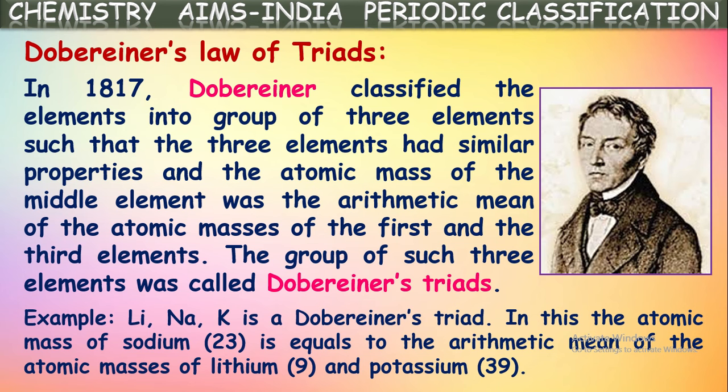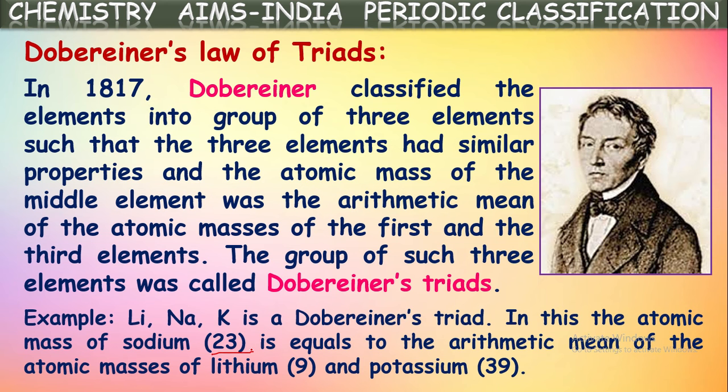So these are written in increasing order. After writing them in increasing order, it was observed that the atomic mass of the middle element, that is sodium, is equal to the arithmetic mean of the atomic masses of lithium and potassium. If we take the arithmetic mean of these two atomic masses, 9 and 39, what do we get? 46 by 2, that is 23.